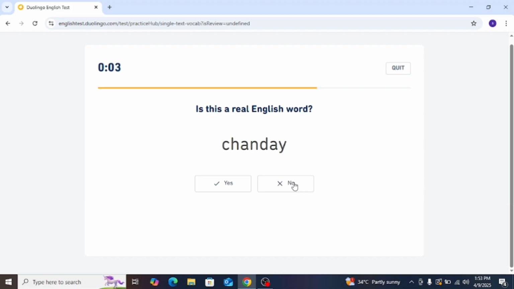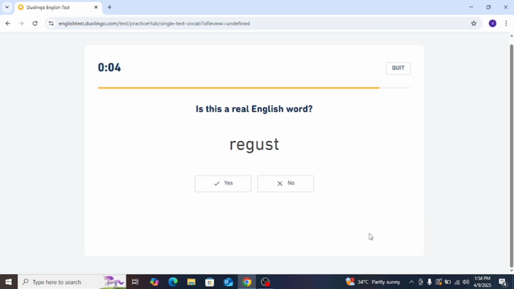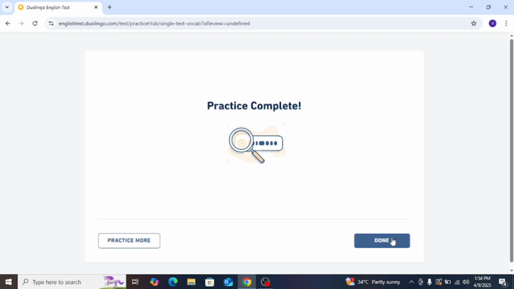Sandy, no. Educating, yes. Rejoiced, yes. But the correct answer is no. Rejoiced, it doesn't mean anything in English. That is why that is not a real English word.